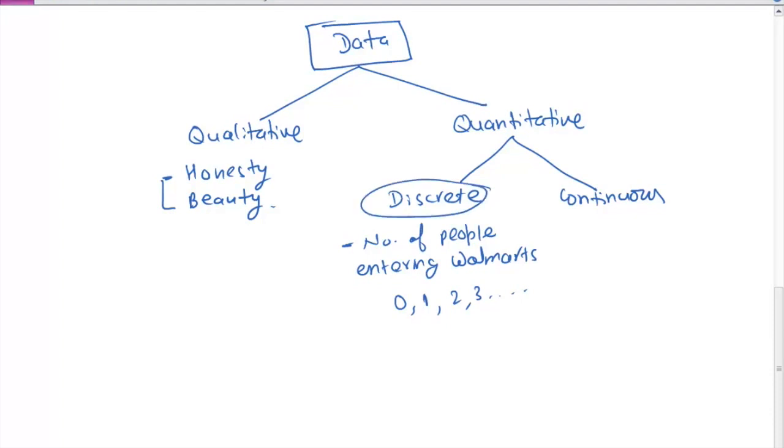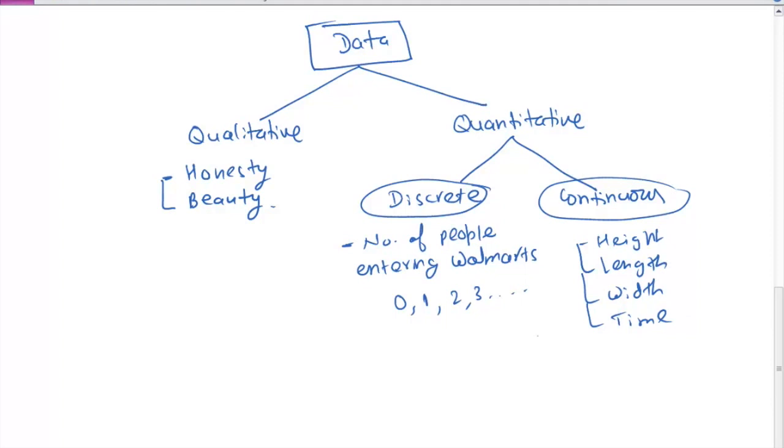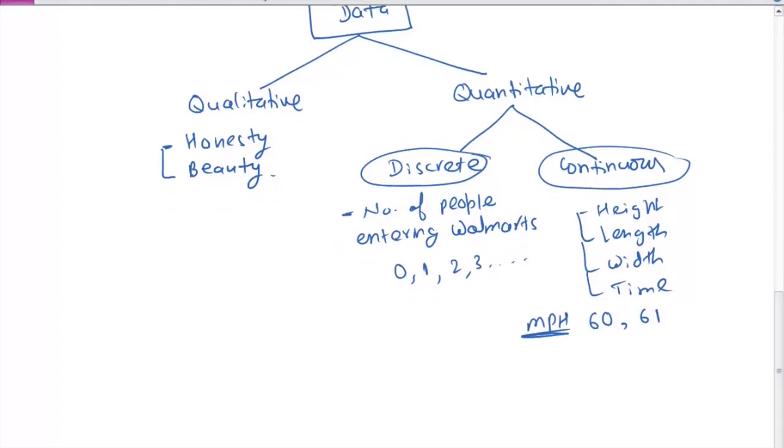And then continuous data, again you have so many variables. Let me take the example of speed, where you have data in miles per hour. If you look closely, between 60 miles per hour and 61 miles per hour, how many values can exist?